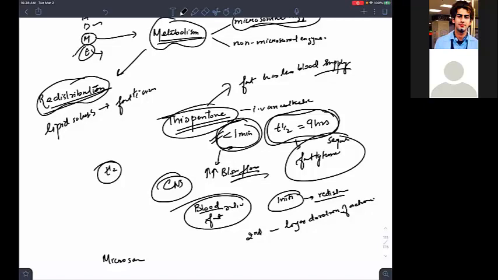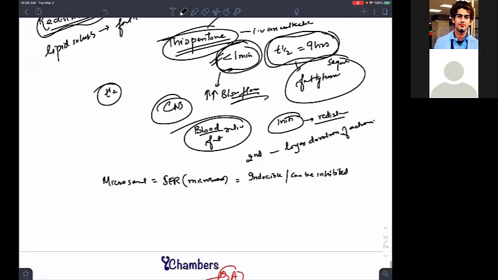Microsomal enzymes equal smooth endoplasmic reticulum, meaning microsome. It depends on centrifugation. You may have read in biochemistry that we centrifuge something and then get a microsome. So this microsome is inducible and can be inhibited too.